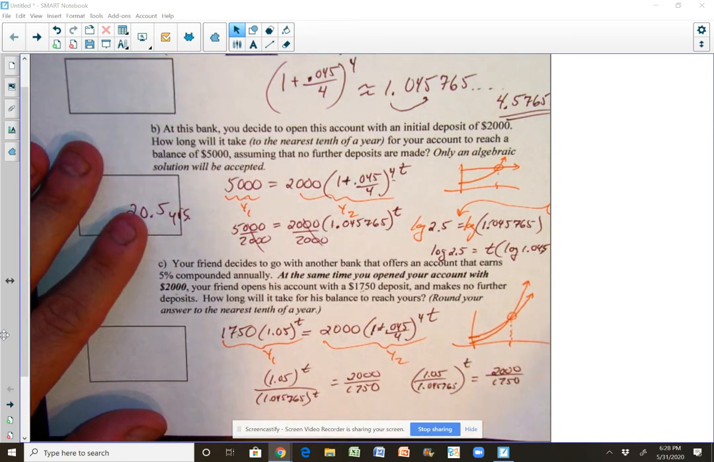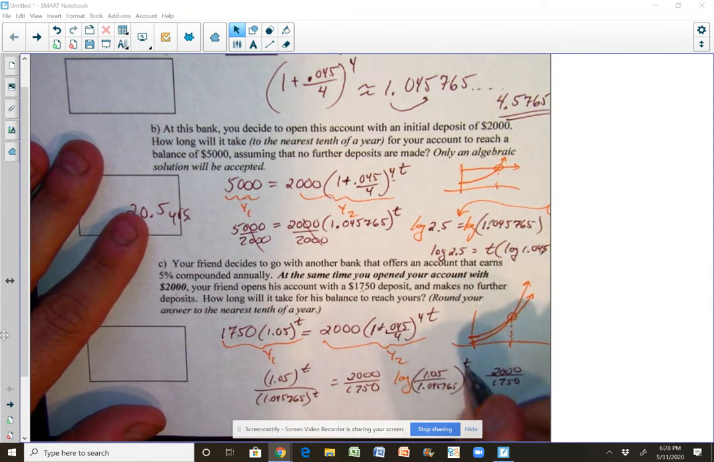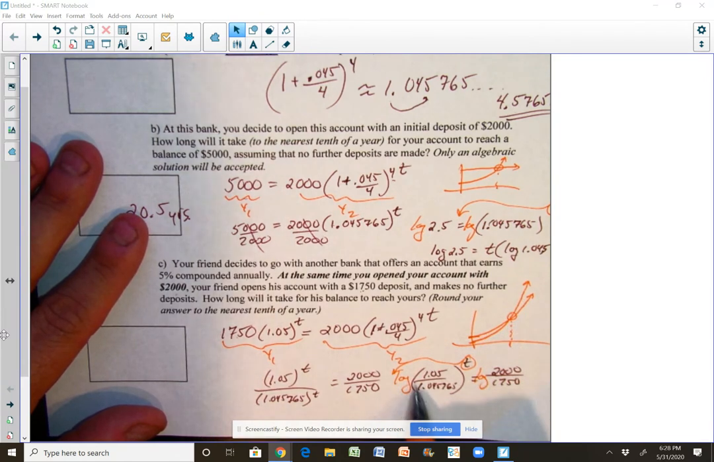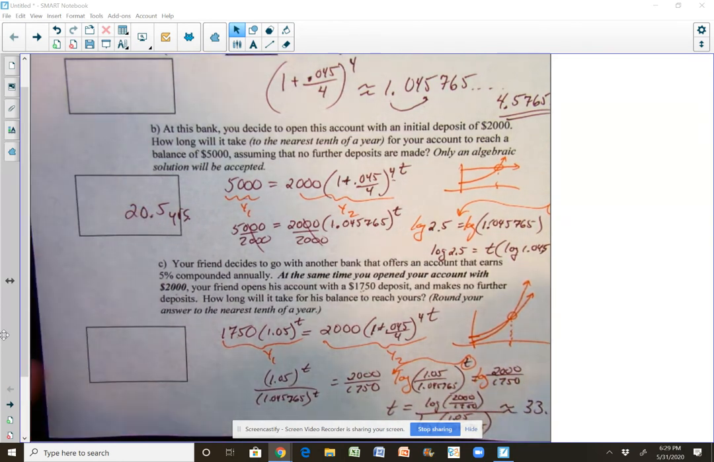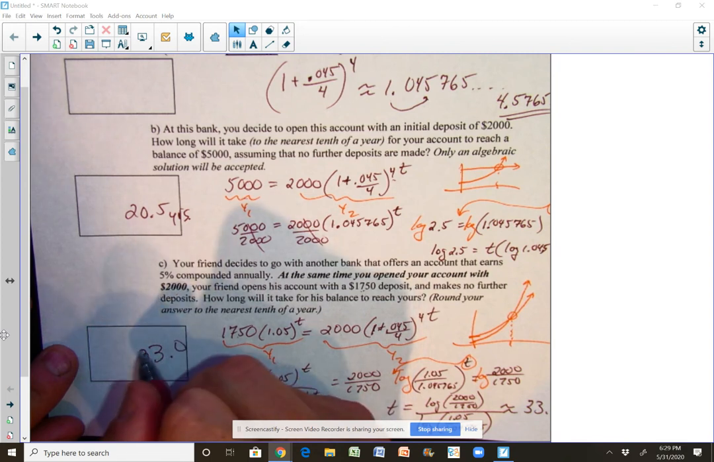So now we've got the base by itself. We just put in a log on both sides. That t is going to come out in front, put a log in over there, and then we can divide this term back over. So what we get is t is equal to the log of 2,000 over 1750 divided by the log of 1.05 over 1.045765. And when you work that number out, it's about 33 point something years, but it rounds to about 33.0 to nearest tenth of a year. So there's your first page.